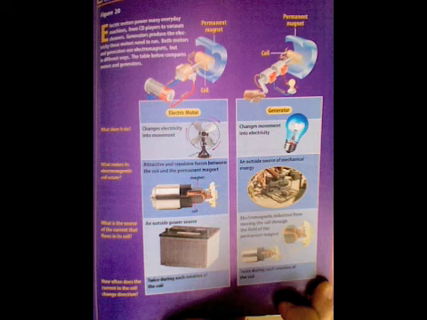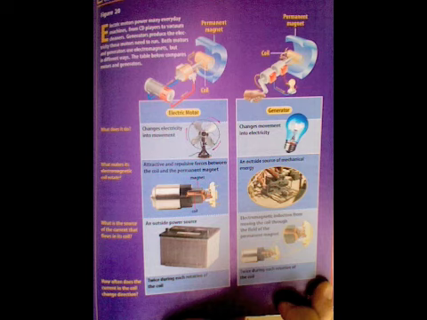Whereas a generator is the opposite. You put mechanical or kinetic energy in, you turn a turbine somehow, and it produces electrical energy. In both situations, you have to worry about changing the direction of the current to keep the cycle going. And so we need to talk about two different kinds of current now, what's called AC and DC.